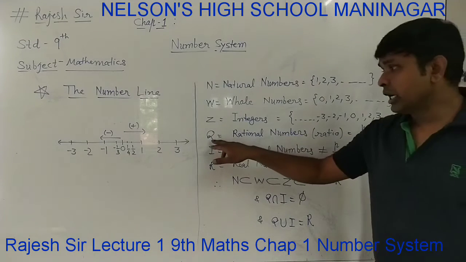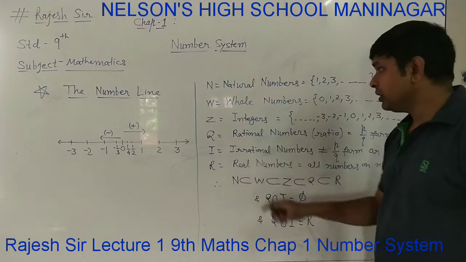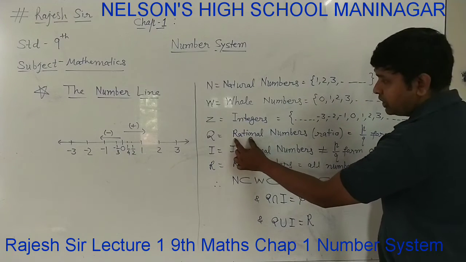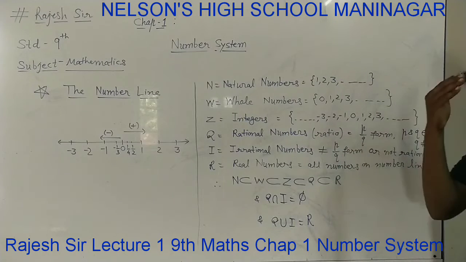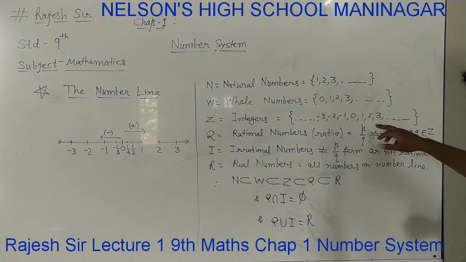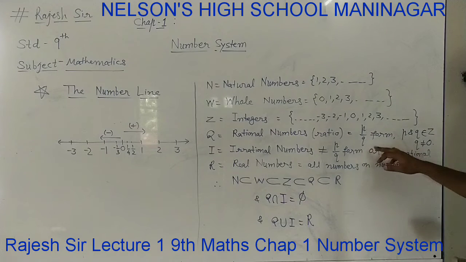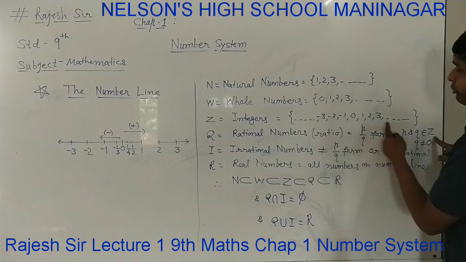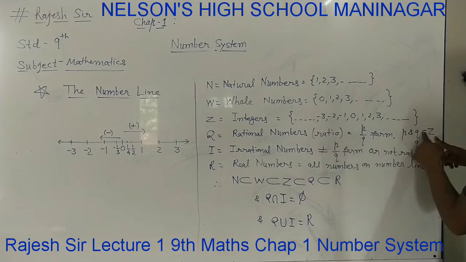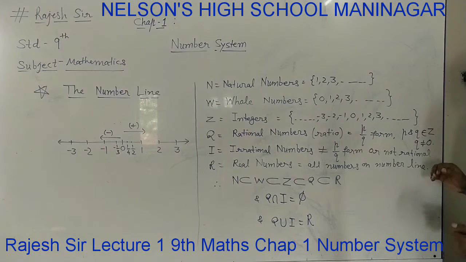Next we have capital Q, which denotes the rational numbers. In rational numbers the word ratio comes, that's why I have written ratio. So all ratio type numbers, ratio you know is in the form of P upon Q, it will have a numerator and denominator form. What is the condition about P and Q? P and Q belong to Z. This P will be any number from this Z, and Q is also any number from this Z.